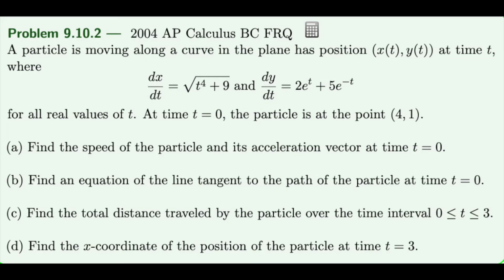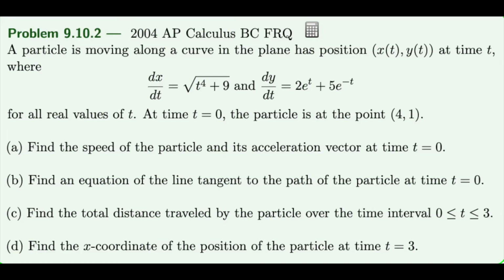Now, let's look at a free response question from the 2004 AP Calculus BC exam. Please pause the video and closely read the problem before you continue. Well, by now I hope that you actually paused the video and tried the problem. So let's look at the solution.